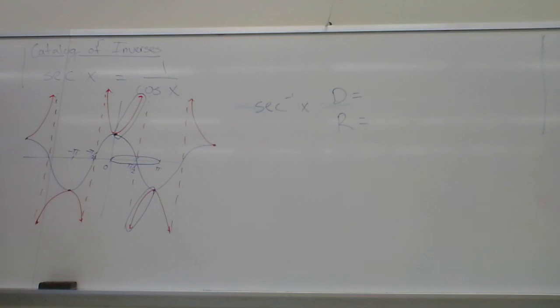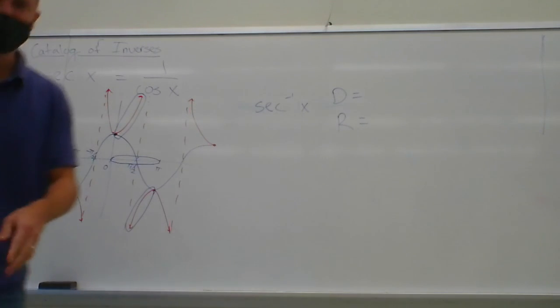Yeah? The red graph is a graph of secant. The blue one is cosine. Maybe we can start here next time. Okay, all right. Thank you for coming.